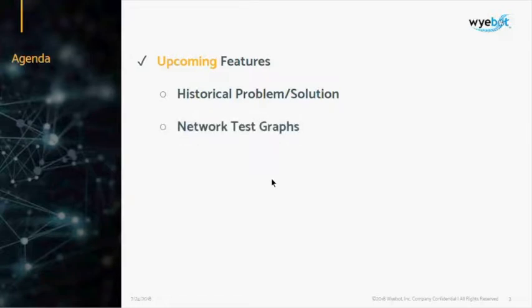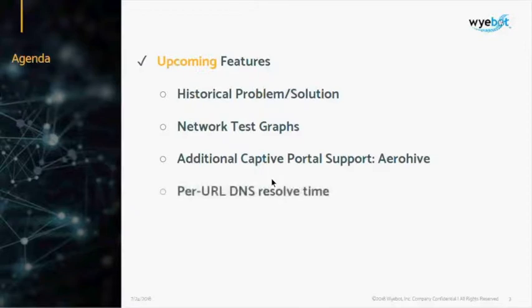We are now also adding the ability to graph out all of the network test results. So in addition to those being available in a tabular format, we will graph them out and show you the capabilities that have been added in that direction. We have additionally added captive portal support for customers who have Aerohive as the AP vendor.